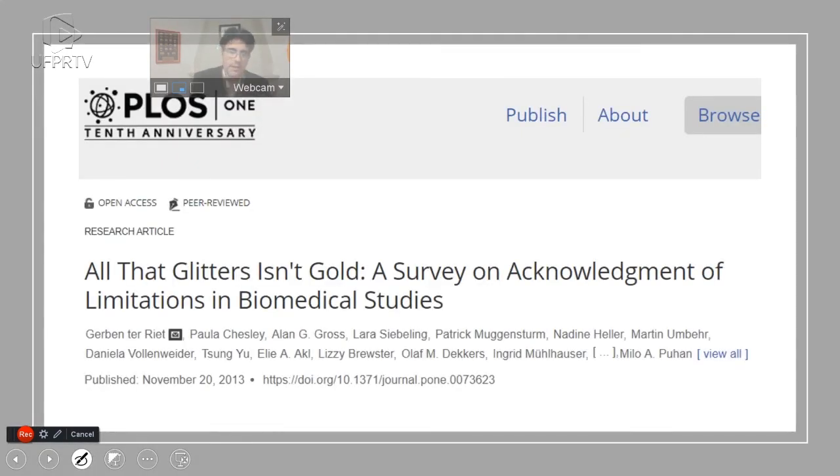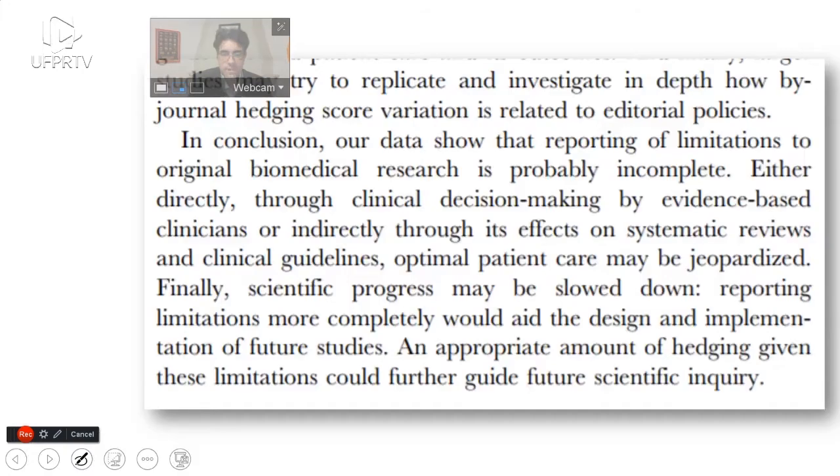So in this study that I've showed you a couple times already about limitations, they don't have a separate section, but they signal. In conclusion, our data show that reporting of limitations, so they just simply signal. This is the então tá of this research. And they also signal by the moves they make.